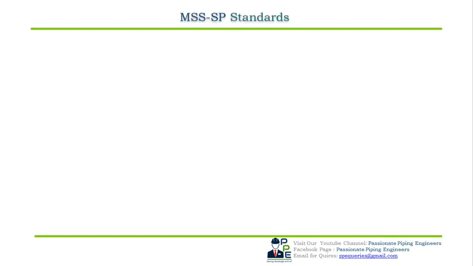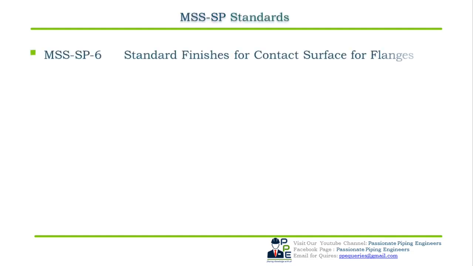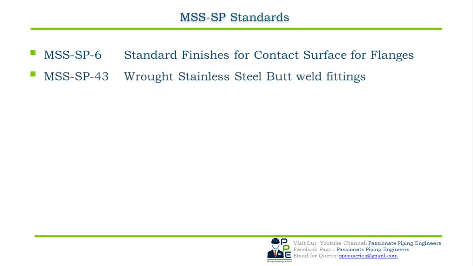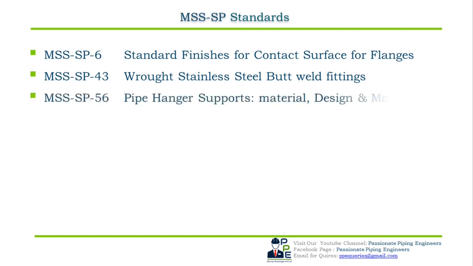Some of the MSS SP standards: MSS SP-6, standard finishes for contact surfaces for flanges. MSS SP-43, wrought stainless steel butt welded fittings. MSS SP-58 is pipe hanger supports, material, design and manufacture. MSS SP-67 is for butterfly valves.